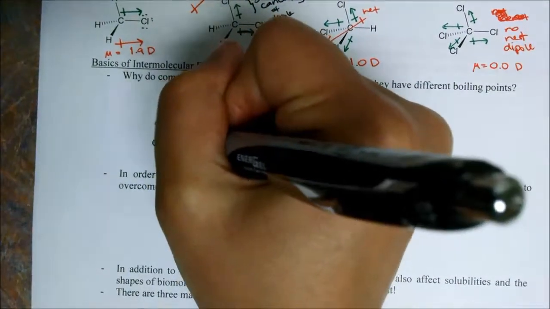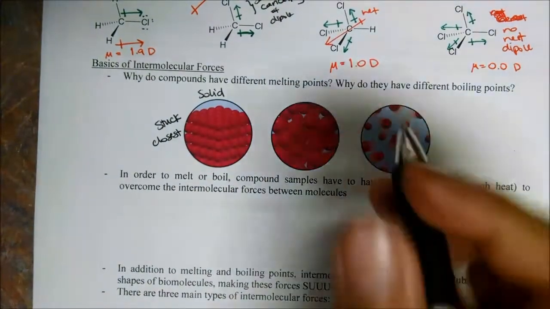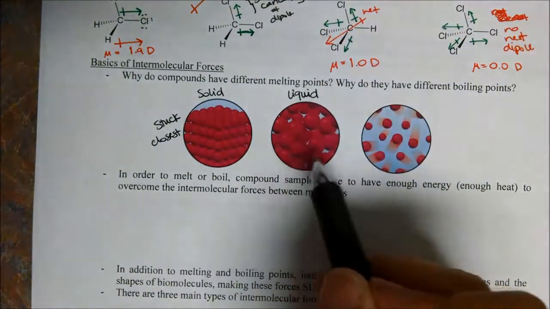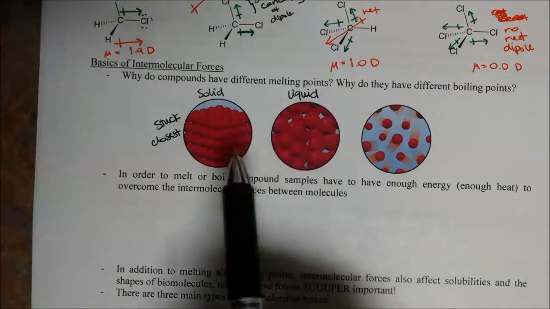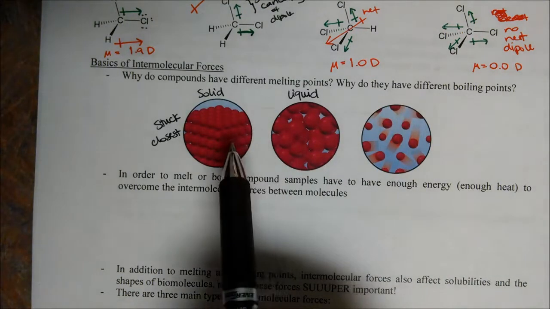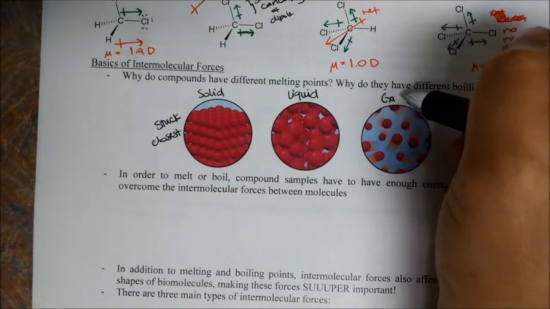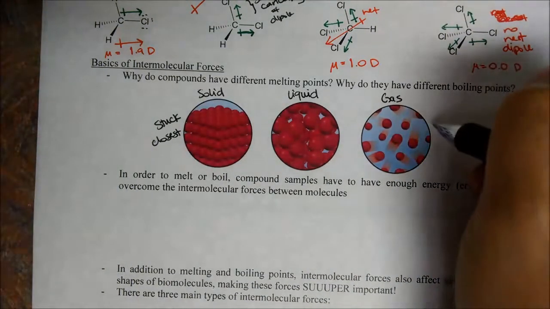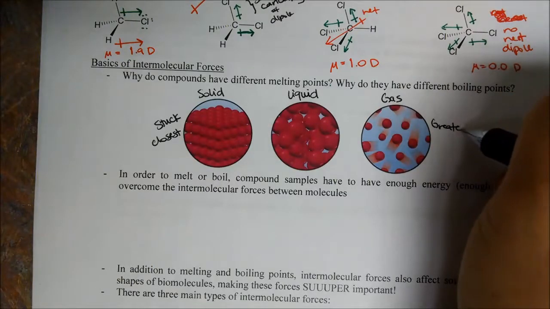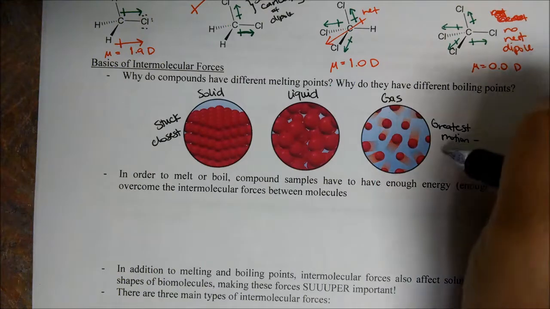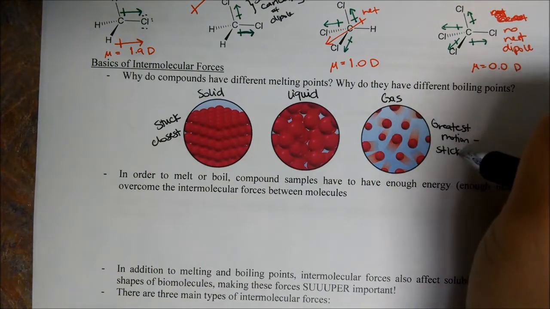Stuck closest. Here's a liquid. You can see there is less order in the molecules. They have a little bit more freedom, so they had to get enough energy to kind of break away from their solid state. And then here's the gas. This is when things boil, right? And this is when they have the greatest motion because they're in the gas phase. And so we can obviously see that they're sticking the least.